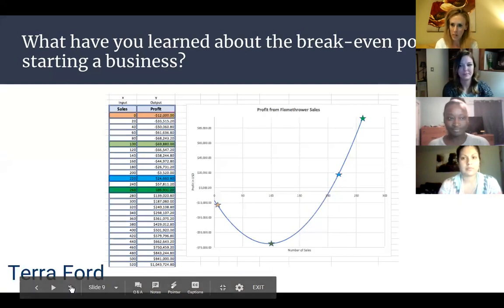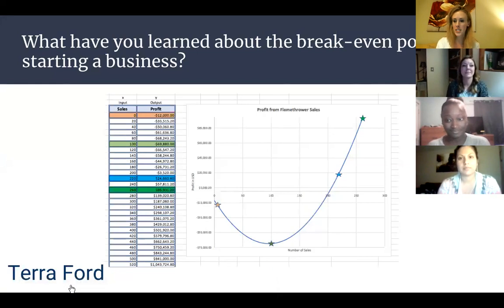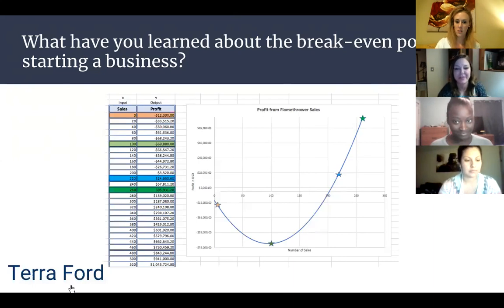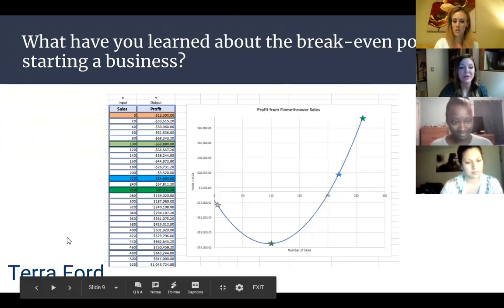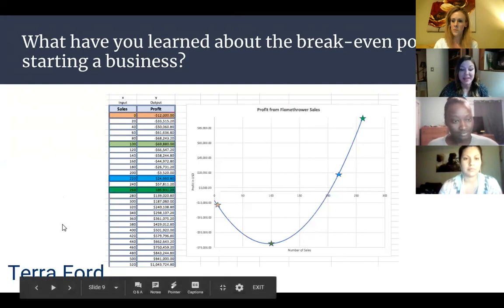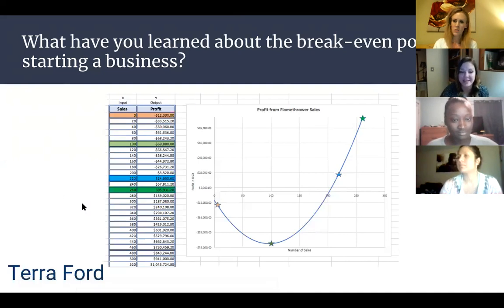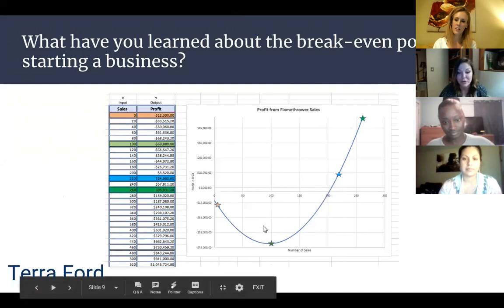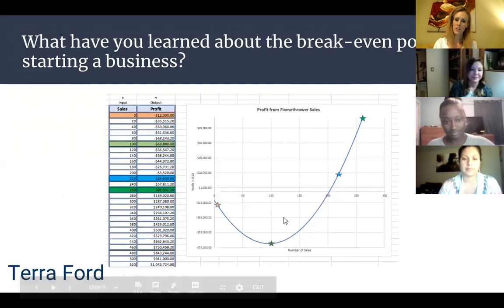So Terra, what have you learned about the break-even point starting a business? Well, when starting a business, it takes an initial investment before profits can be made. The point when your profits go from a negative number to a positive number is the break-even point. The total profit at that point is zero. This means that the business has the same amount of profits as expenses. And you can see in the chart from flamethrower sales, profits continue to go into the negative until roughly about 203 flamethrowers are sold, and that would be the break-even point. Gotcha.